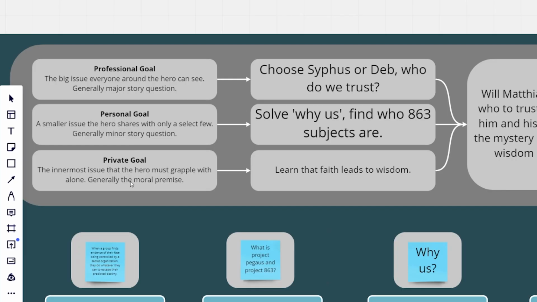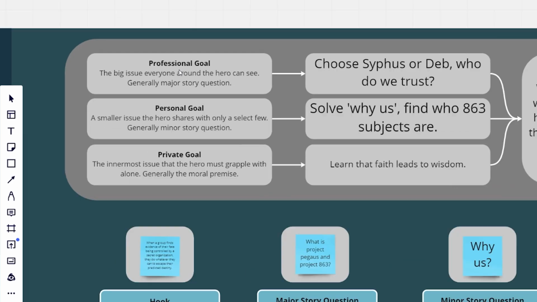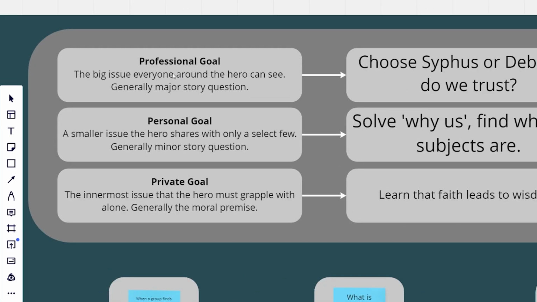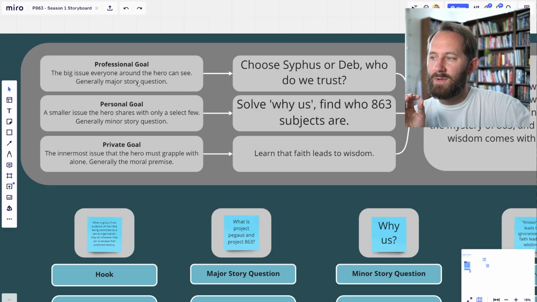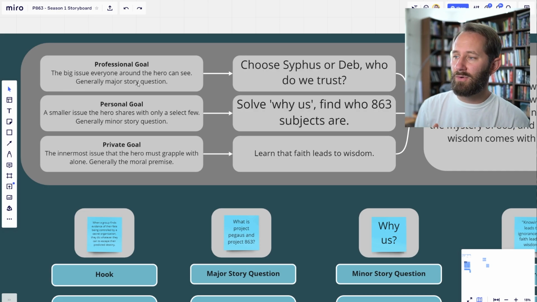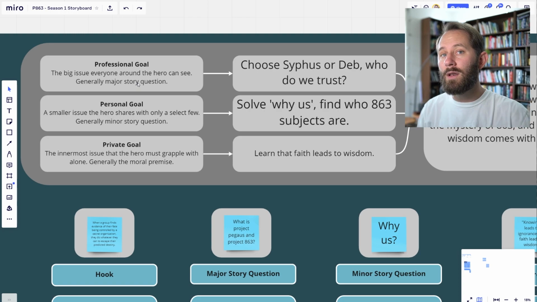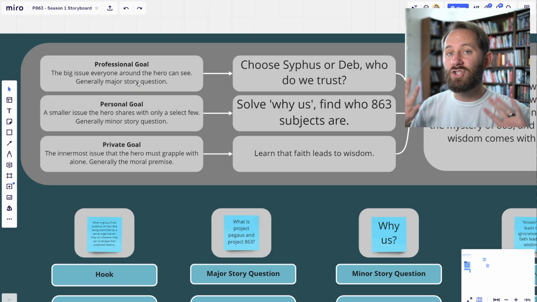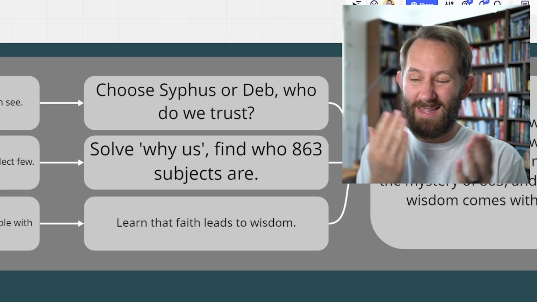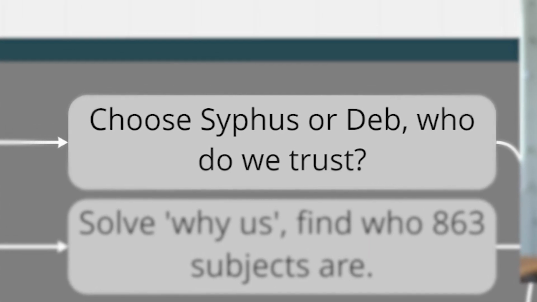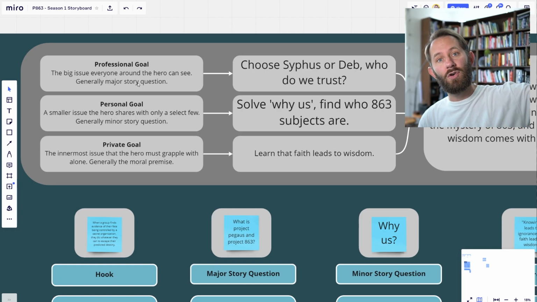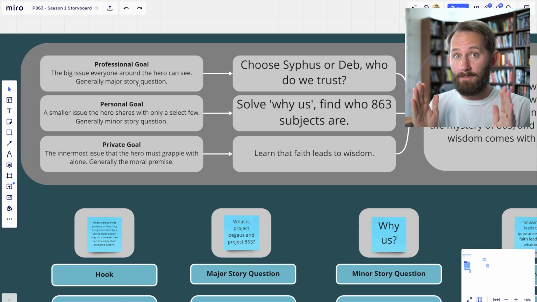Check this out. These three pieces here, I think, are some of the most important pieces of writing a really, really good story, is making sure you're distinguishing between the professional goal, the personal goal, and the private goal of your hero. The professional goal is the big issue that everyone is aware of that's around the hero. Externally, the audience, everyone's aware, this is the big goal. So obviously, is it choose Cyphus or Deb? Who do we trust? That's the big goal of season 1, we have to pick one, who's it gonna be?